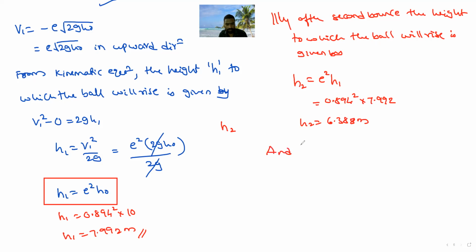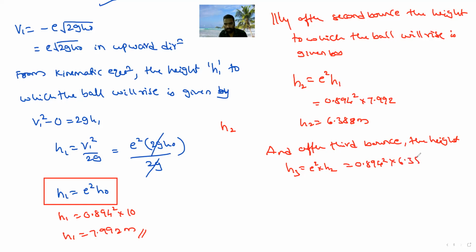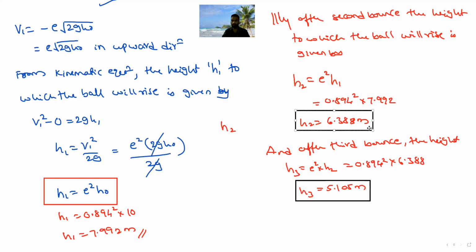And after the third bounce, the height H3 is equal to E square into H2, correct? So E is equal to 0.894 square into H2. What is the value of H2? 6.388. So H3 is equal to 5.105. So these are the heights after the first, second, and third bounces.